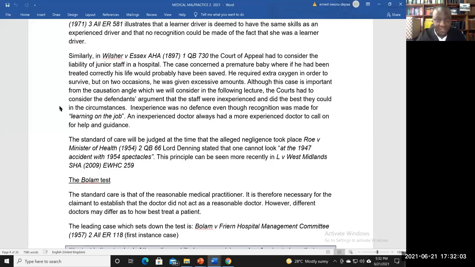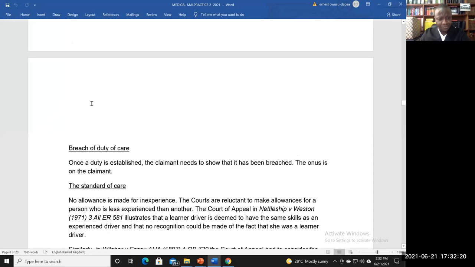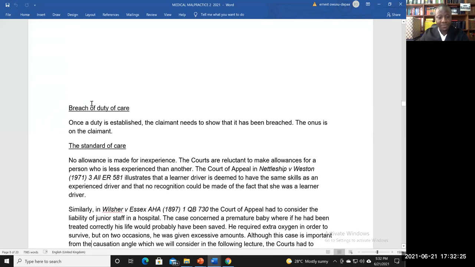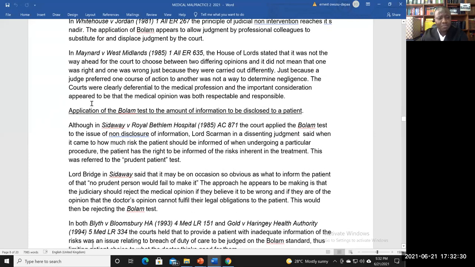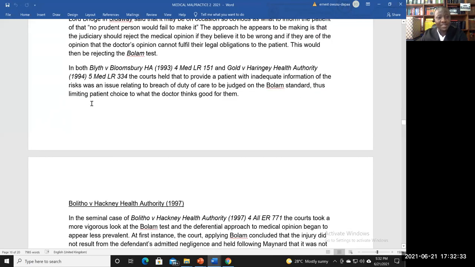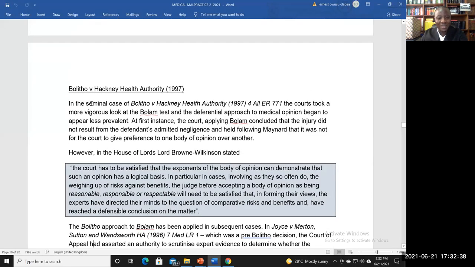Right, welcome once again to the continuation of our discussion of medical negligence or clinical negligence. So the last time that we met, we discussed establishing duty of care and breach of duty of care. Tonight we propose to continue with the discussion of causation, but I remember asking you to go and read the Bolam case if you have not read that.